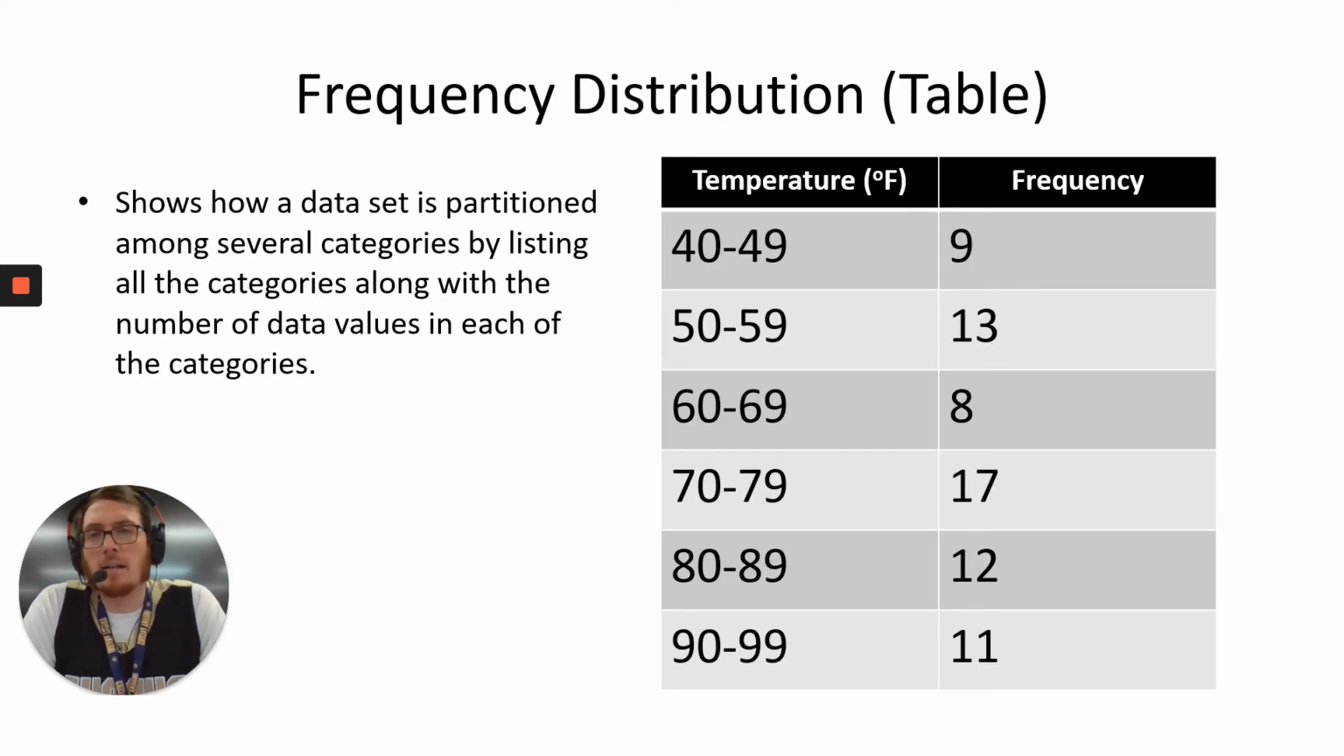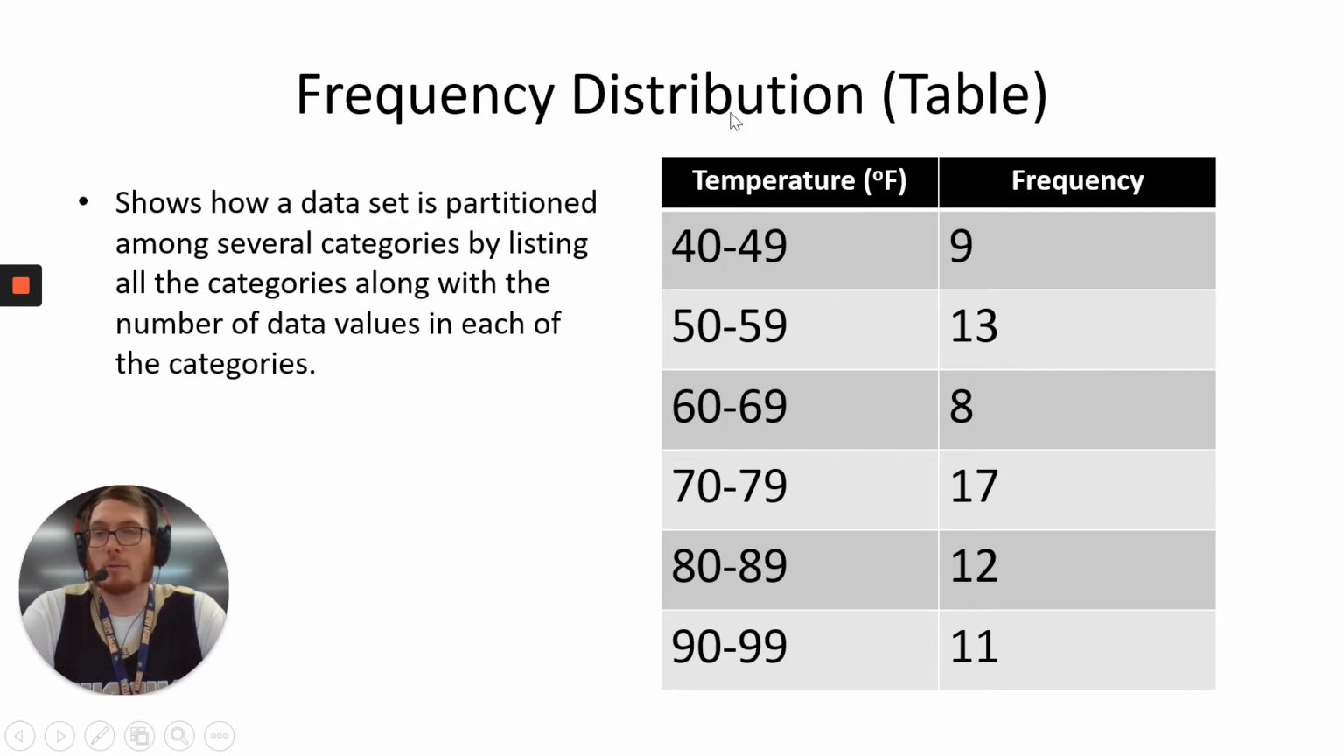Okay, we're going to spend a lot of time here on what's known as a frequency distribution, and it's this table right here. This is a frequency distribution, and what it does is group sets of data. This one is from 40 to 49 degrees, 50 to 59, etc., and then says how many are in that category. Essentially, you can think of it like a bar graph, but in a table format. So it's saying there's 9 of this group, 13 of this group, etc.